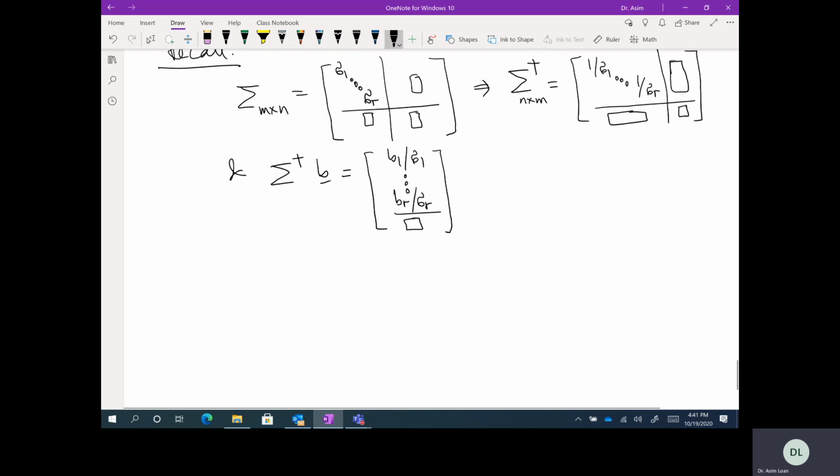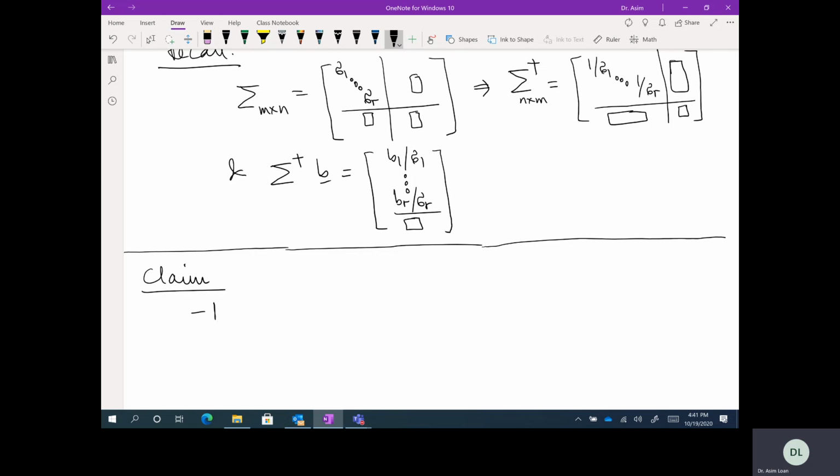So my claim is, what do I claim? My claim is that the shortest solution, or minimal length solution, x plus, is always in the row space of A. This is transpose, is always in the row space of A.